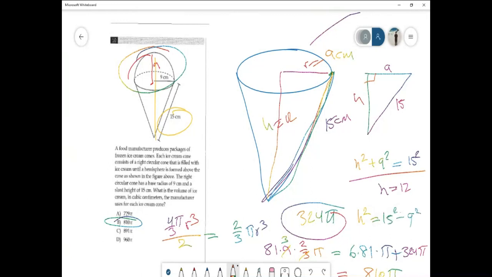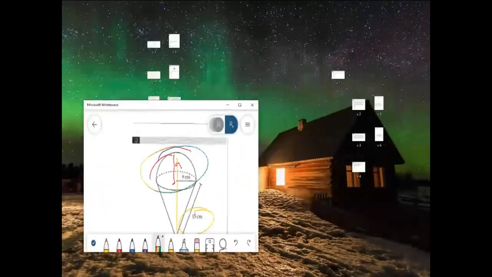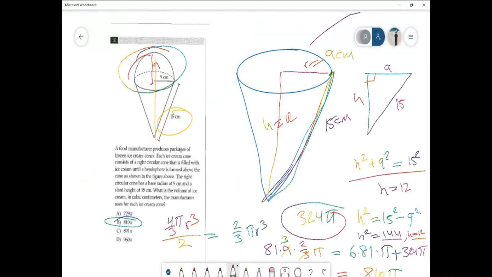Sir, for the Pythagorean theorem, h squared plus 9 squared equals 15 squared, right? How did you get h equals 12? I solved this. How did you solve it? h squared plus 9 squared equals 15 squared. Yes. h squared is equal to 144. And h will be 12. Okay, sir. Any question?